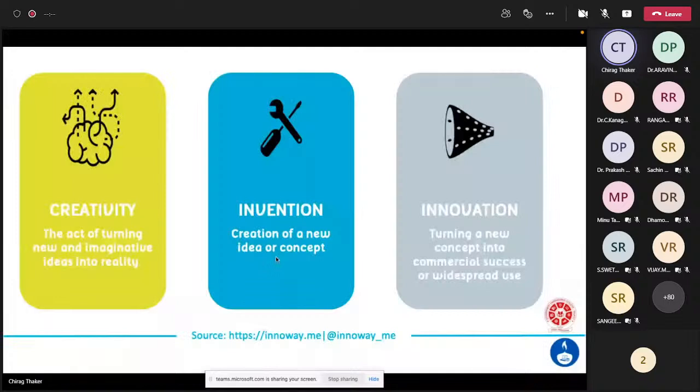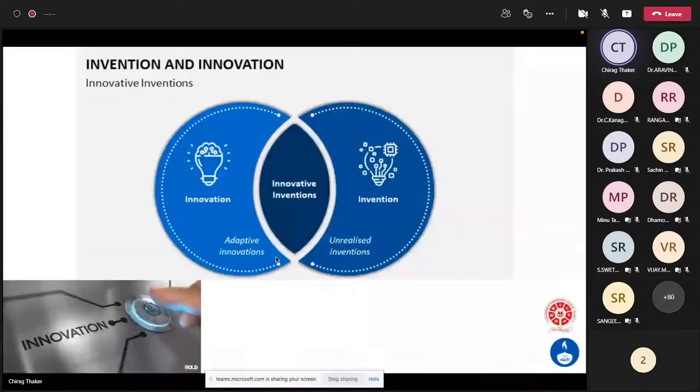Now, we'll try to understand the difference between invention and innovation. Let us start with creativity. The act of turning new and imaginative ideas into reality is all about creativity. What is invention? Creation of a new idea or concept. And what is innovation? Turning a new concept into commercial success or widespread use. So, this is innovative inventions. Innovation is all about adapting inventions and unrealized inventions. And the intersection is innovative inventions.